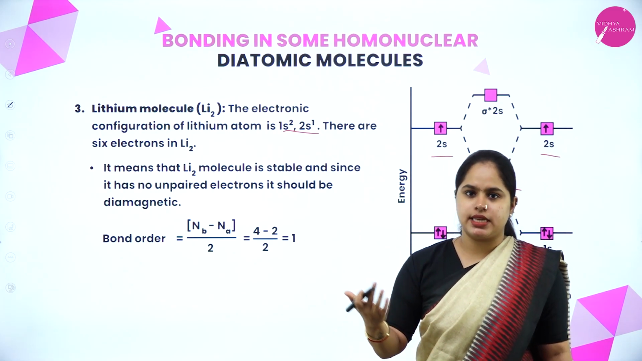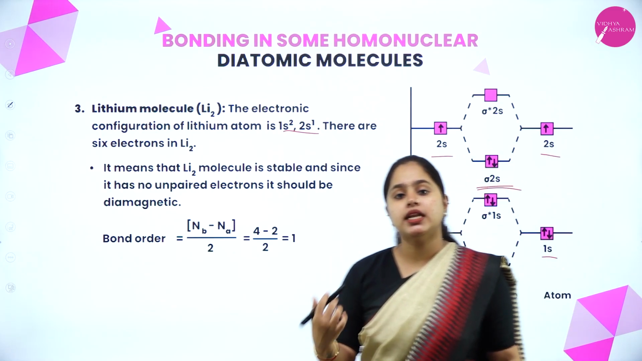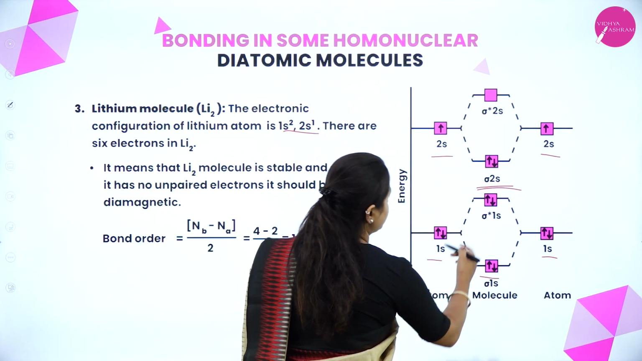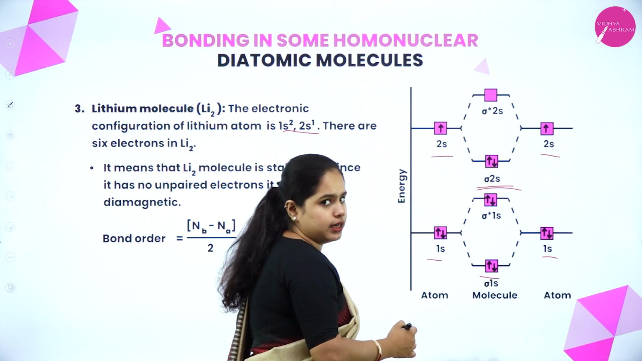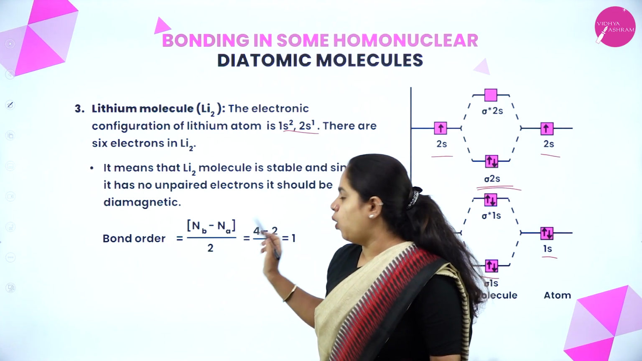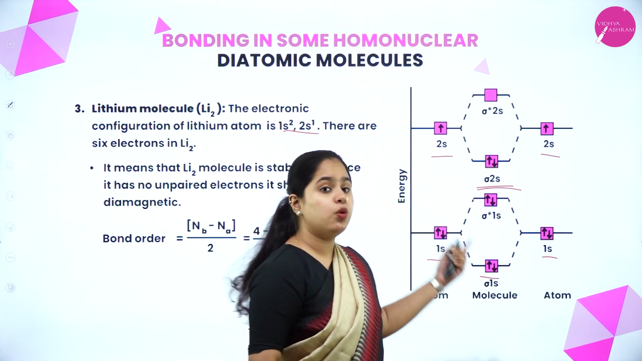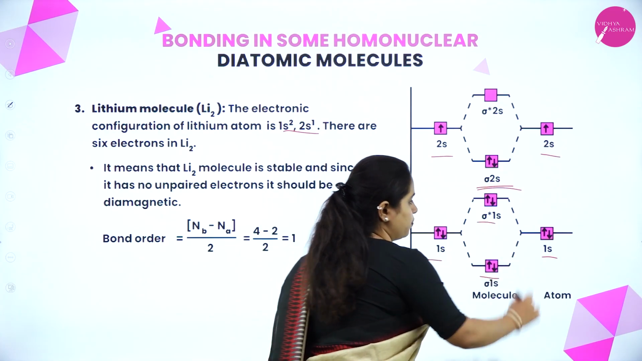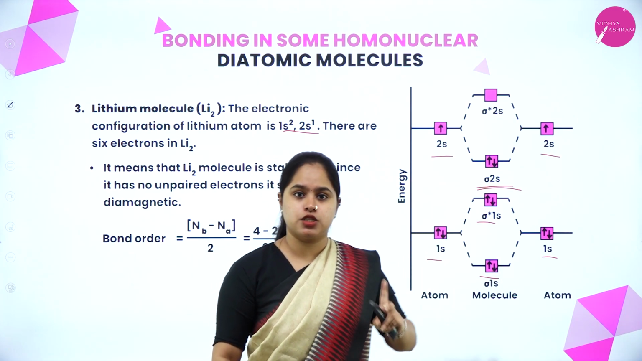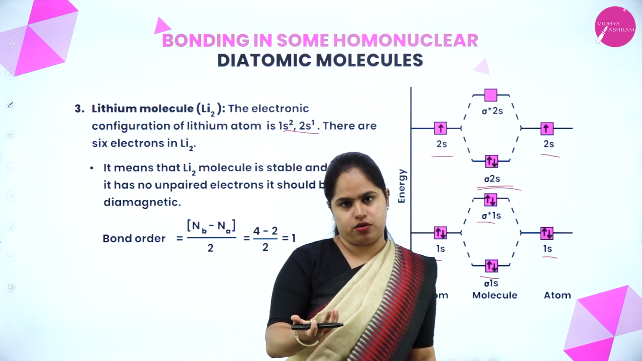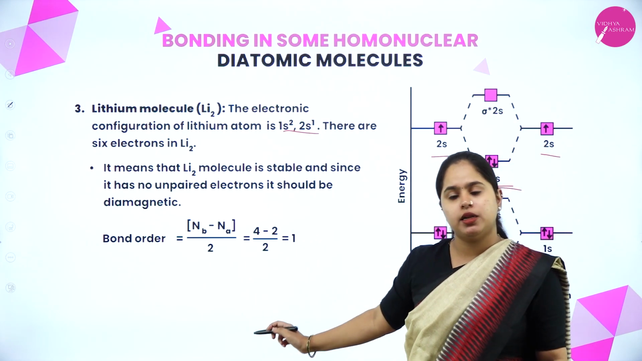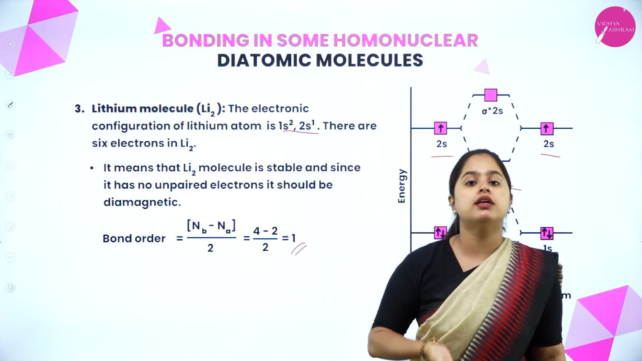It is (NB minus NA) by 2, right? So how many bonding molecular orbital electrons are here? It is 1, 2 and 3, 4, right? So half of 4 minus, right? Now how many anti-bonding molecular orbital electrons are there? Yes, that is 2. In the sigma star 1s there are 2 and in sigma star 2s there are no electrons, right? So it is 2. So 4 minus 2 is 2, 2 divided by 2 is 1. So the bond order is equal to 1.